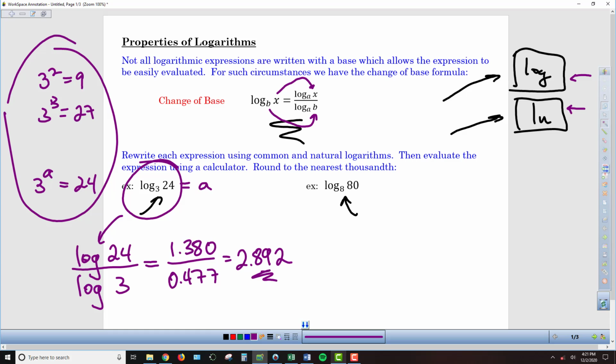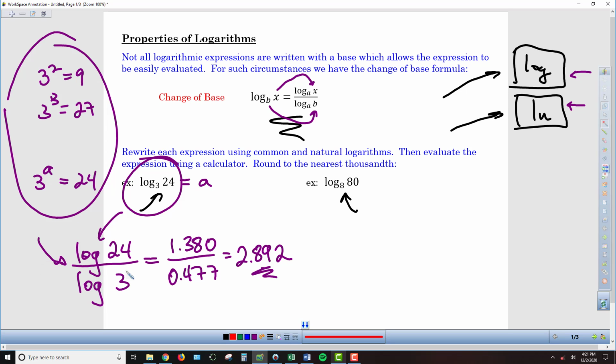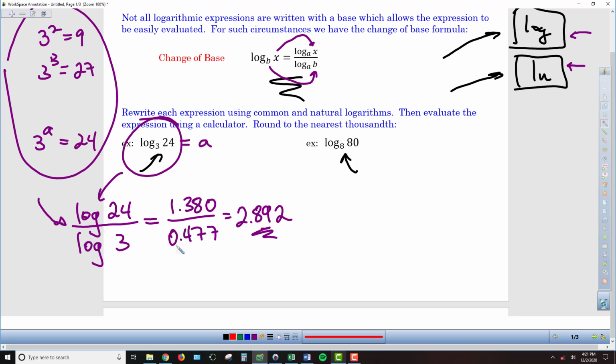Now, we could have done the exact same thing, but instead of converting things into base 10 logs, we could have converted our expression into natural logs. So if I scroll down here, I'm going to use the exact same pattern where the number that I'm taking the log of is going to be in the numerator, and whatever my base is going to be in the denominator. So instead of log of 24 over log of 3, I'm going to do the natural log of 24 over the natural log of 3. And so I'm going to do those two calculations.